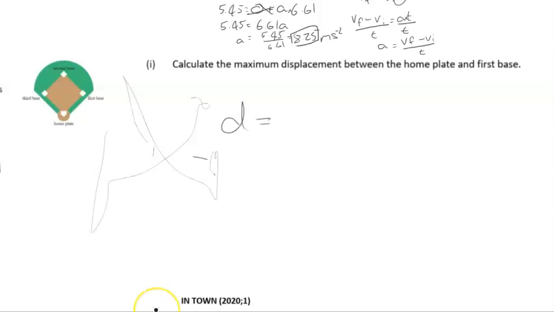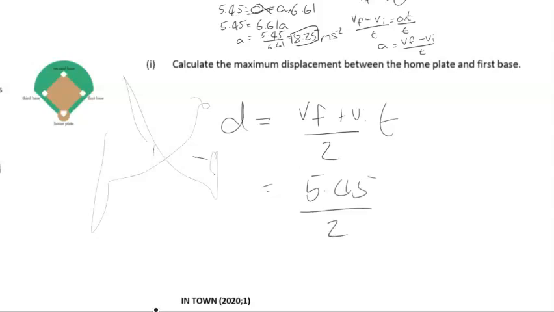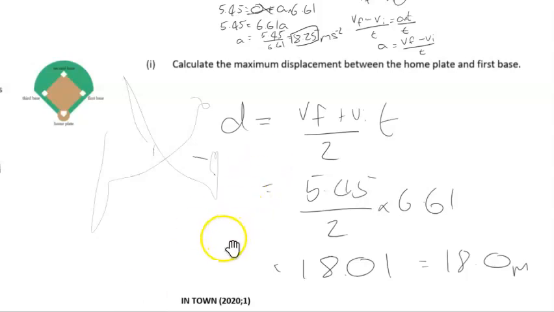D equals VF plus VI, we're just going to keep that raw, I'm not even going to edit that out, times T. So VF again was 5.45, VI is 0, so we can go that divided by 2 times 6.61, and we get 18.01, or 18.0 meters should be our answer for that.